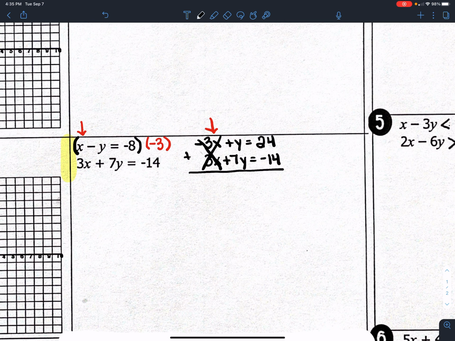Oh, I made a mistake here. Let me go back and correct it. I don't like to just not fix a mistake. I like you guys to see where my mistake is. So I'm going to put a bubble around this because there is a mistake in here.